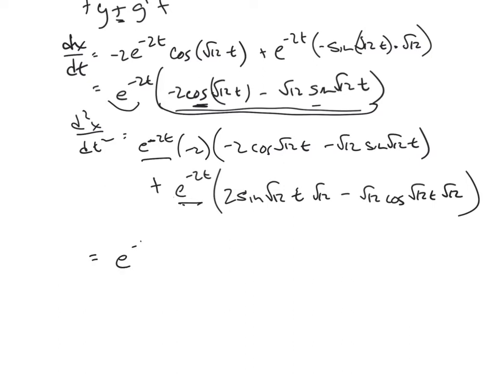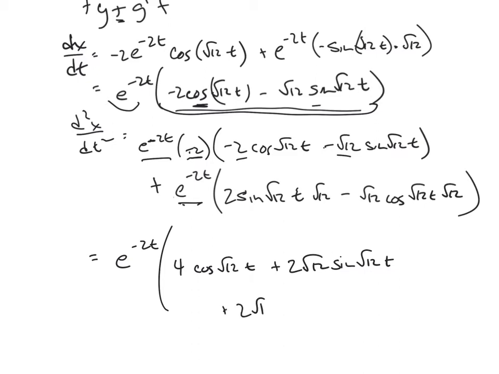Okay, and so if we start to tidy this up a little bit, I'm going to pull out the e to the minus 2t, and I get this: minus 2 is multiplied by both of these, so that means it's going to be a 4 cosine root 12t. The minus and the minus makes a plus, so plus 2 root 12 sine root 12t. Here we're going to get plus 2 more root 12 sine root 12t, and those root 12s multiply to get a minus 12 cosine root 12t.